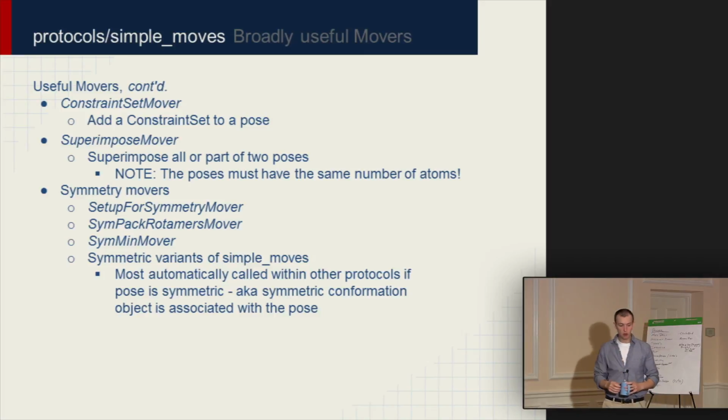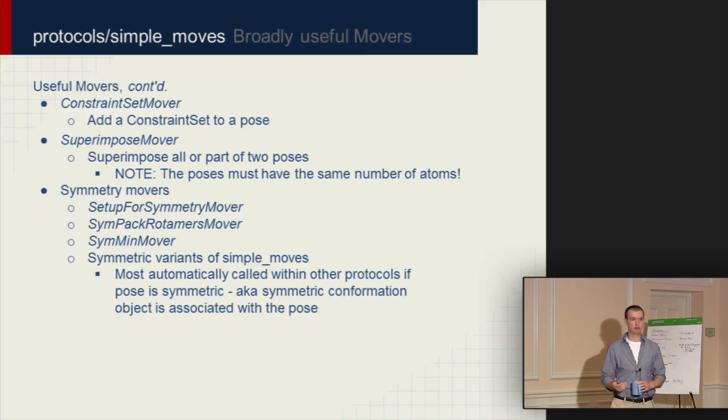There's a superimpose mover, which allows you to superimpose the parts or the entirety of two poses. It takes as input a description of how to perform that, or what the correspondence should be. One thing to worry about is that these poses have to have the same number of atoms as you're doing the superposition.